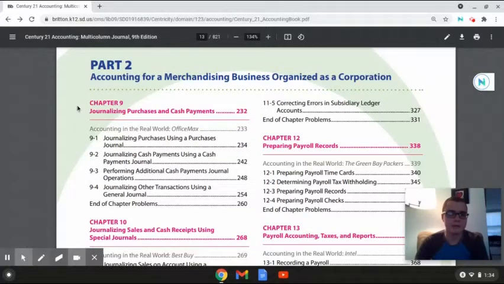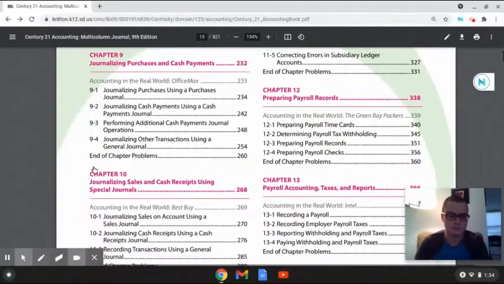So in Chapter 9, we will be learning about journalizing purchases and cash payments. Within this chapter, we will be learning about journalizing purchases using a purchases journal, journalizing cash payments using a cash payments journal, performing additional cash payments journal operations, and journalizing other transactions using a general journal.